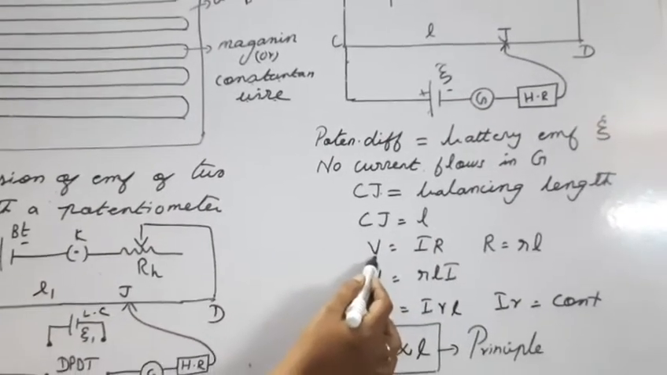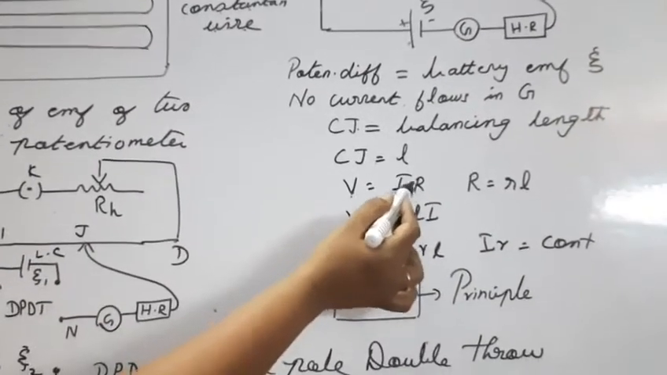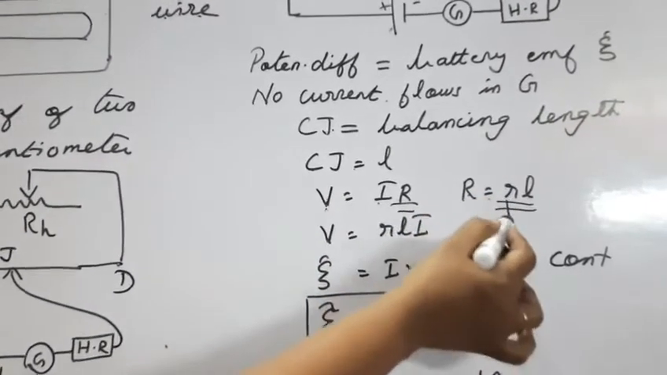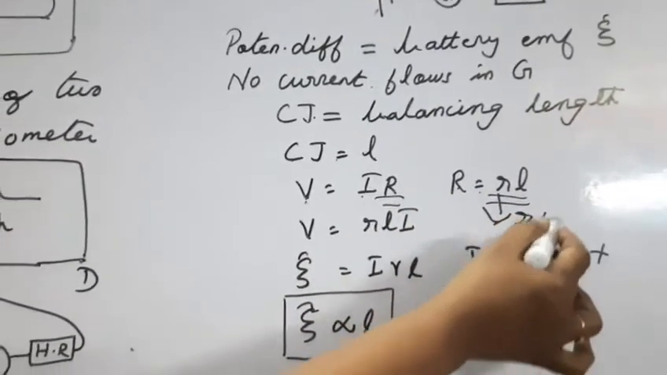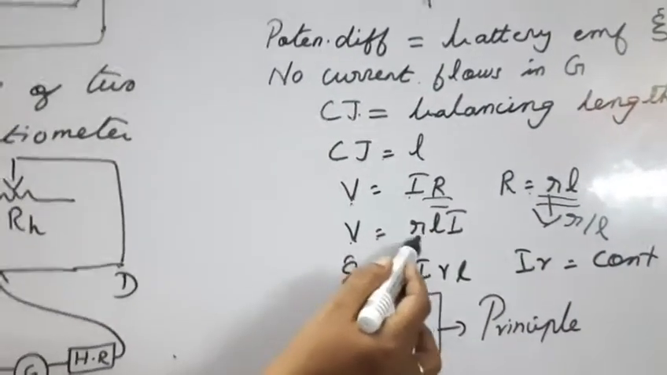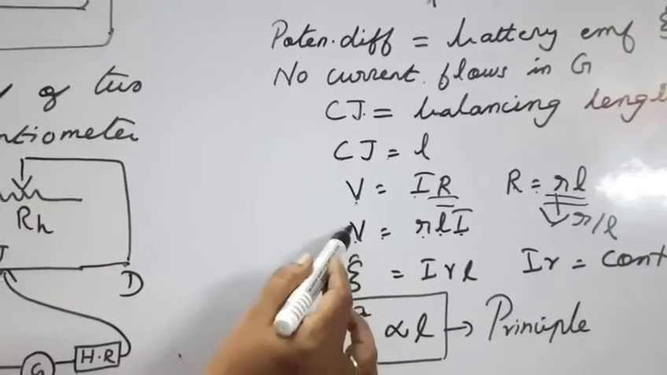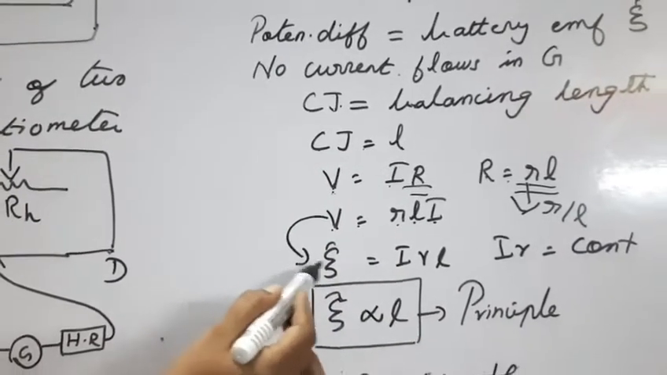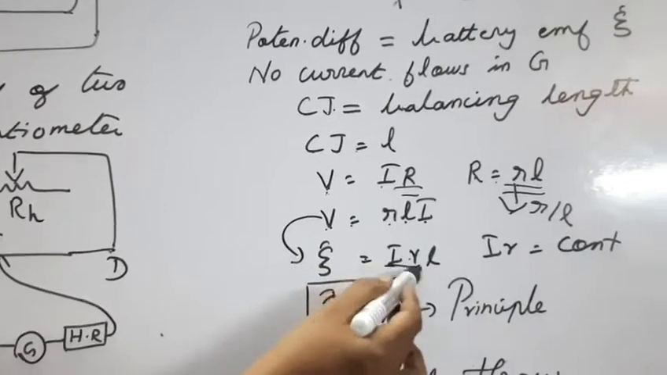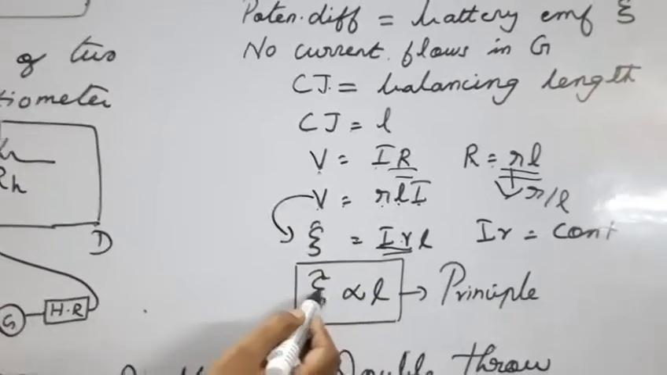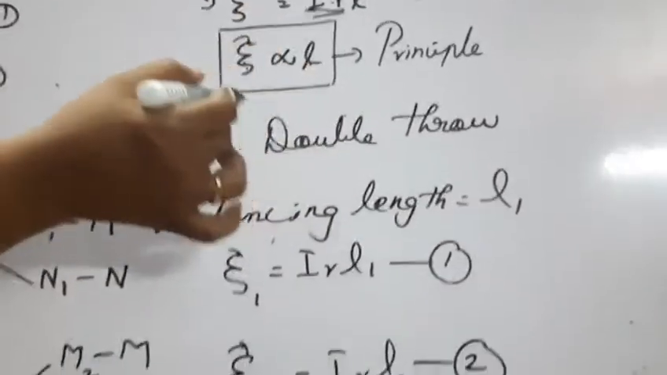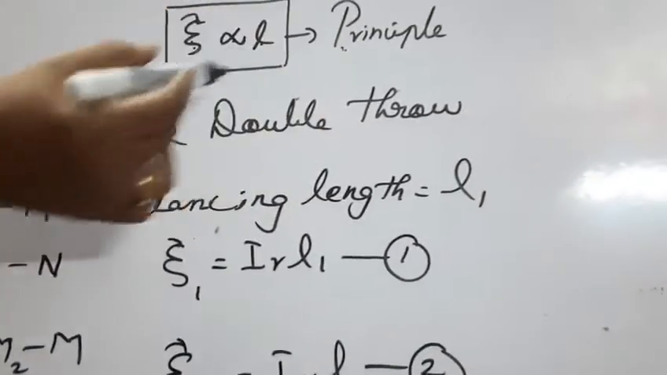As we already know Ohm's law, V equal to IR, here capital R equal to small r into L. This small r is known as the resistance per unit length. This R we can substitute here. Therefore V equal to rL into I. Instead of V I am writing here psi, which is equal to IrL. Ir is constant, therefore psi, that is the potential difference, is directly proportional to the length of the wire. So this is the principle of the potentiometer.